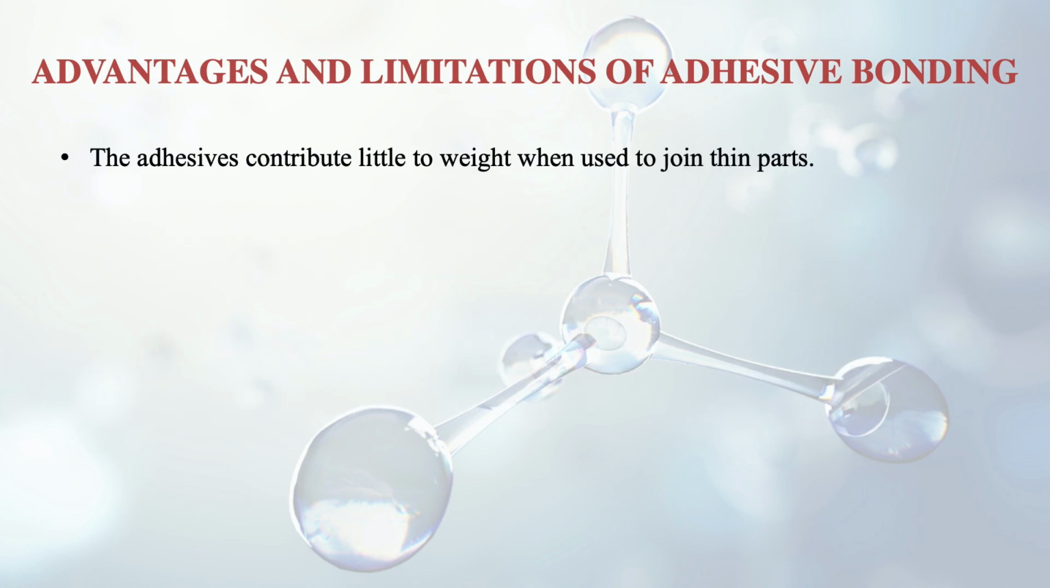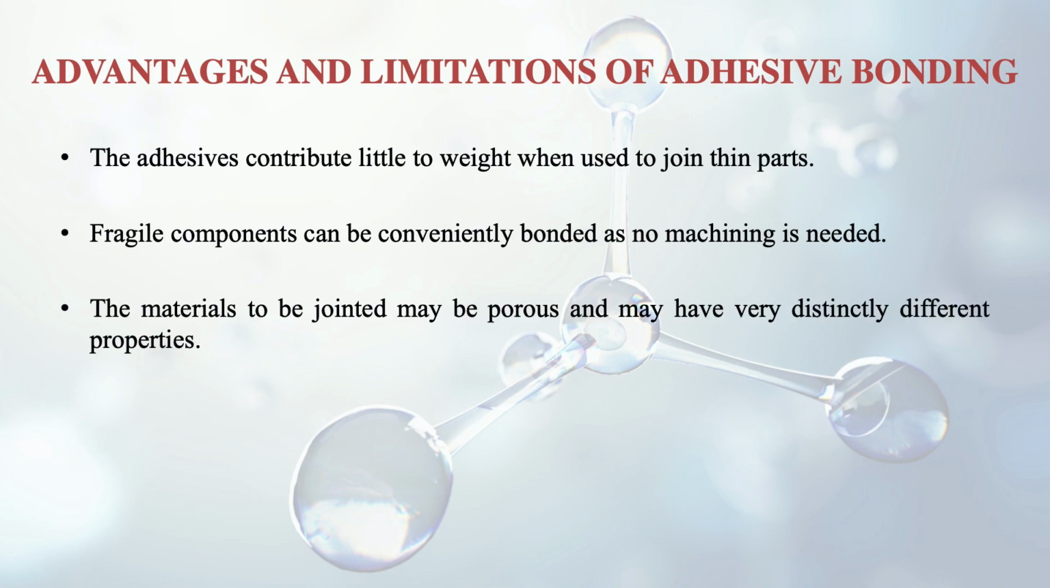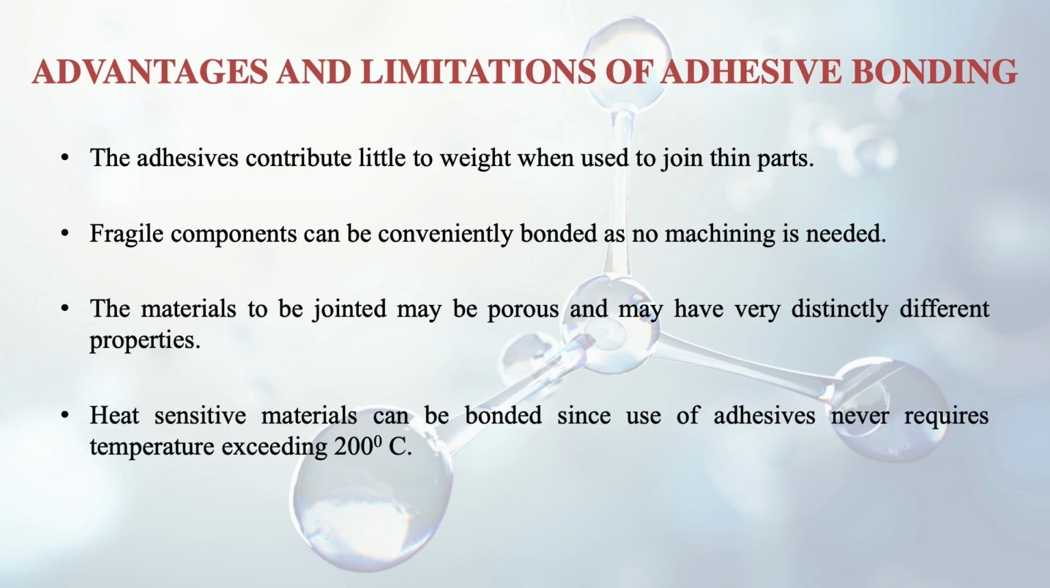Adhesives contribute little to weight when used to join thin parts, so it is very good. They will not affect the weight of the original material, and fragile components can be conveniently bonded as no machining is needed in this process. Materials to be joined may be porous and may have very distinctly different properties. So for these purposes also they can be used. And heat sensitive materials can be bonded, since use of adhesives never requires temperature exceeding 200 degrees centigrade.